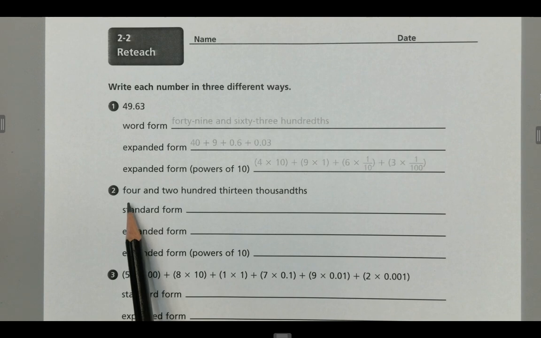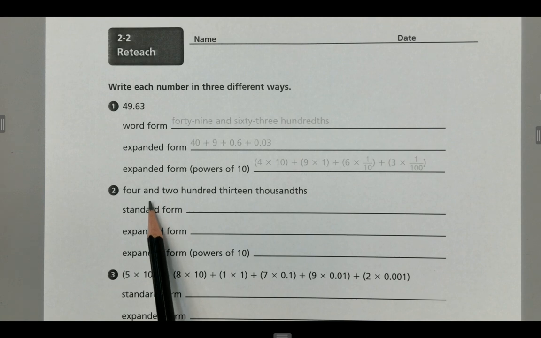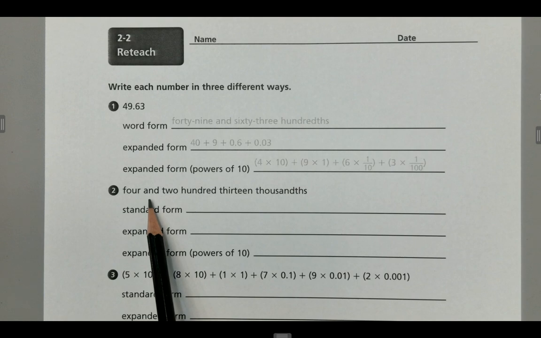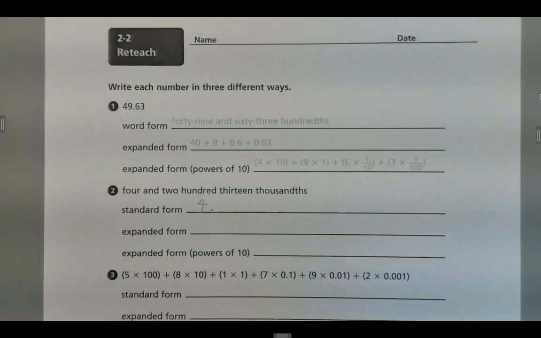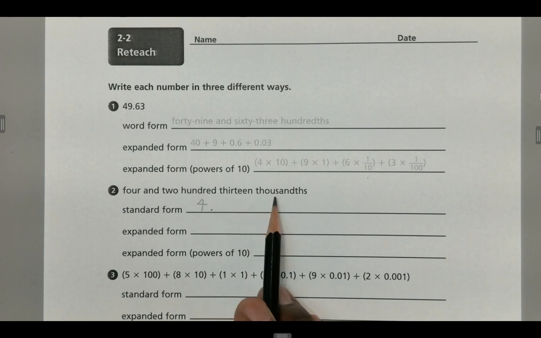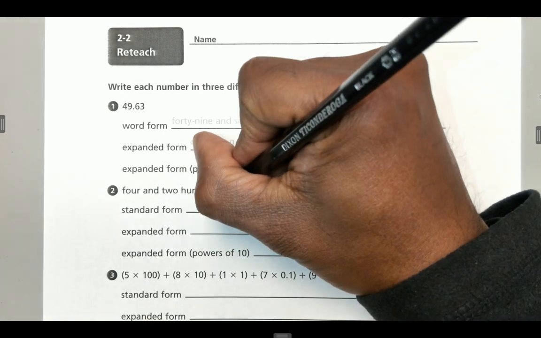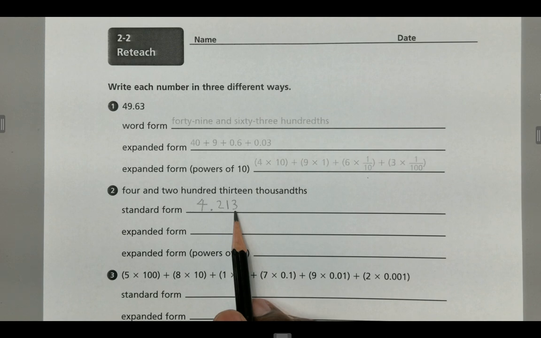Let's do one together. Number 2, 4 and 213 thousandths. Let me read that again. 4 and 213 thousandths. Let's first write it in standard form. Where we see the word and, that's going to be where we put the decimal point. From left to right, 4 and 213 thousandths. I'm first going to write out these digits, 213, and then I'm going to check, is that 3, which is the rightmost digit, in the thousandths place? It is, so this checks out.